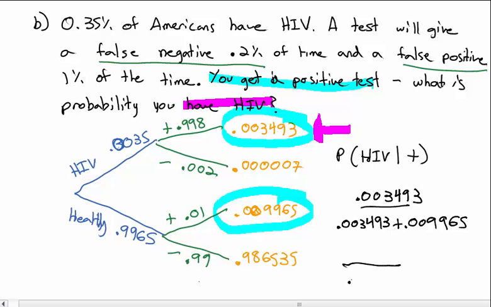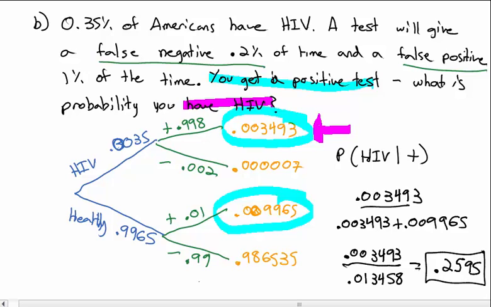That denominator is now 0.013458. So now we've got 0.003493 divided by 0.013458, and the probability is 0.2595.